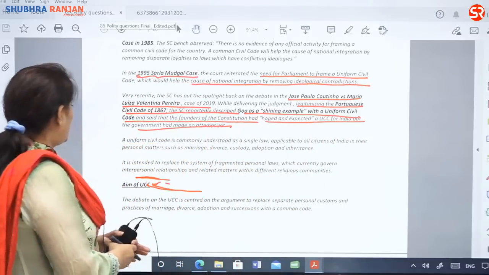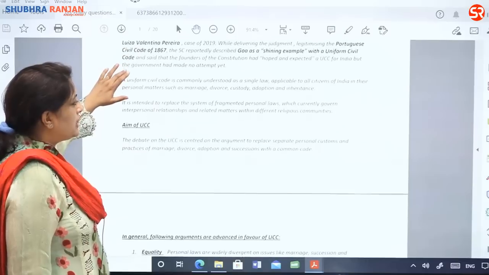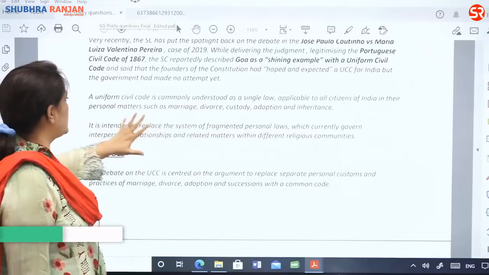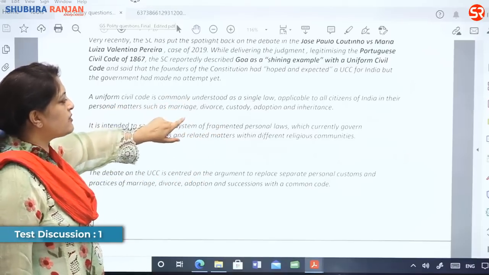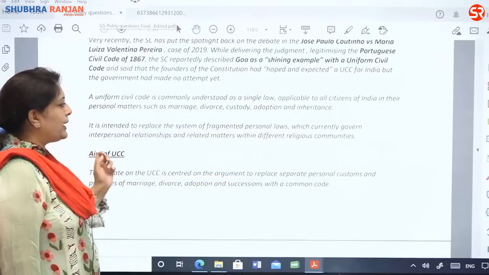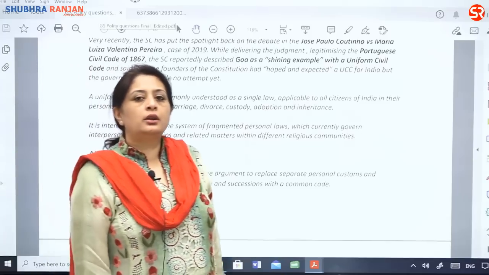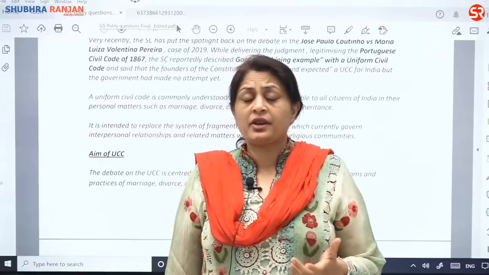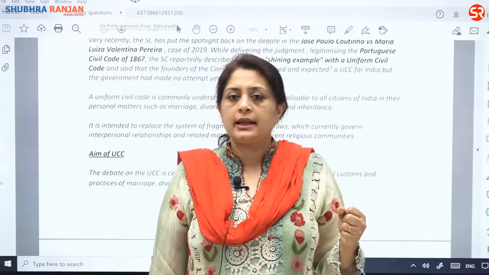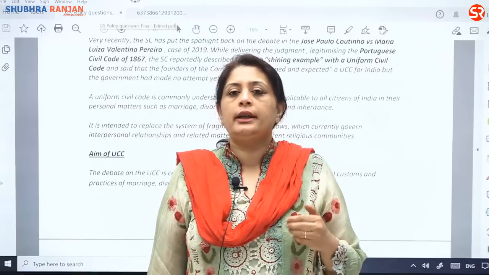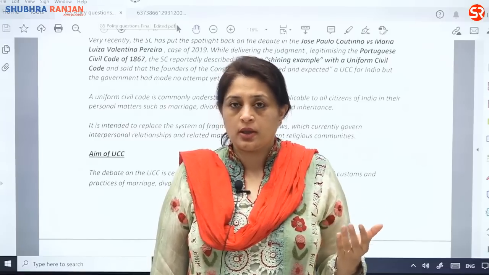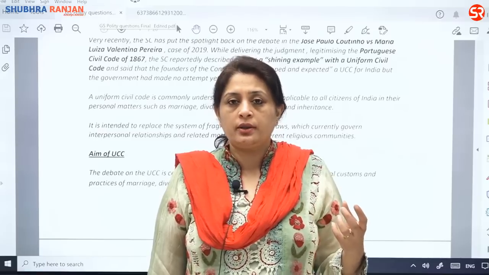It hoped and expected what the founding fathers had expected. A uniform civil code is commonly understood as a single law applicable to all citizens in their personal matters such as marriage, divorce, custody, adoption, and inheritance. Fine. Here you just add one point. However, in practical sense, uniform civil code implies the state making laws based on modern values.